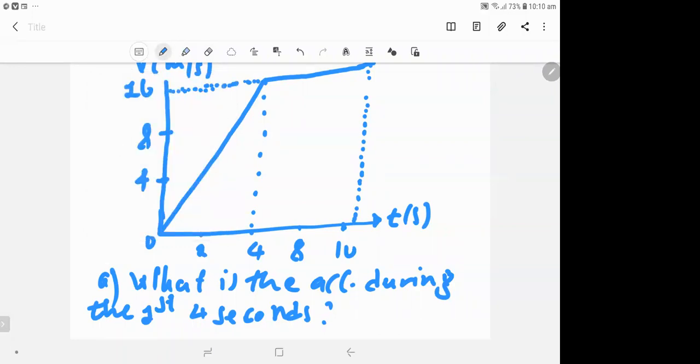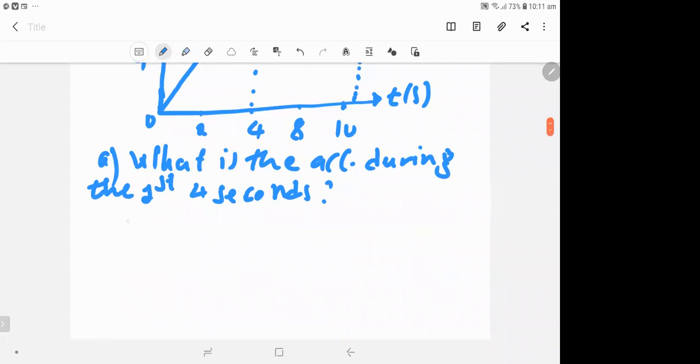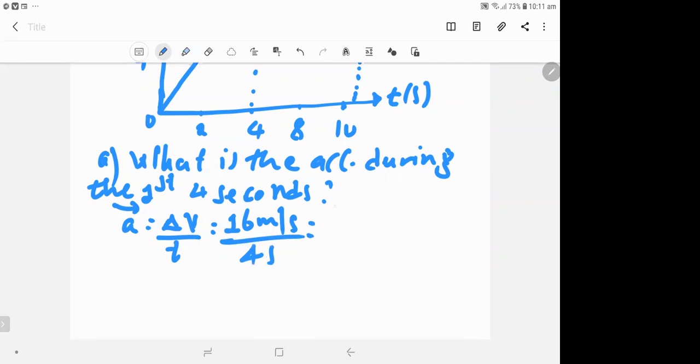4 meters per second. How many? 4 meters per? Second square. Look, acceleration is equal to change in velocity over time. What is the change in velocity? 16 meters per second over what is your time? 4 seconds. Is equal to 4 meters per second square. Yeah, 4 meters per second square.